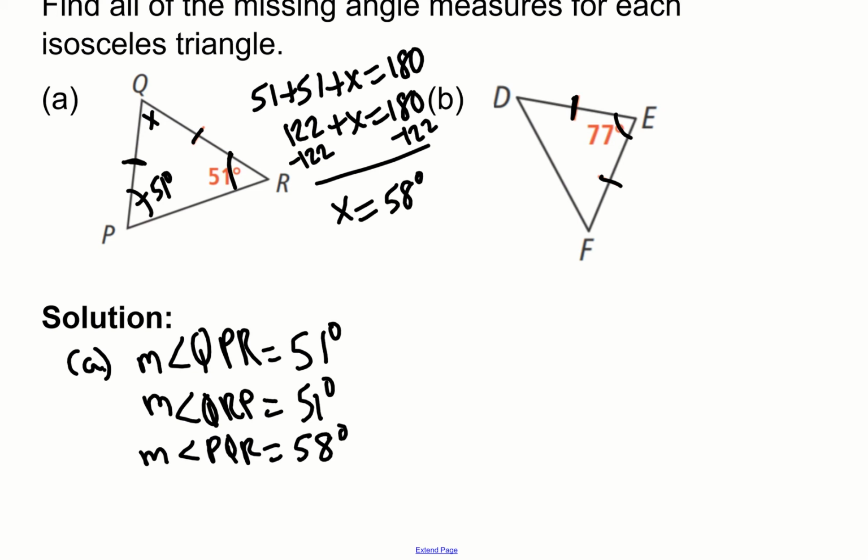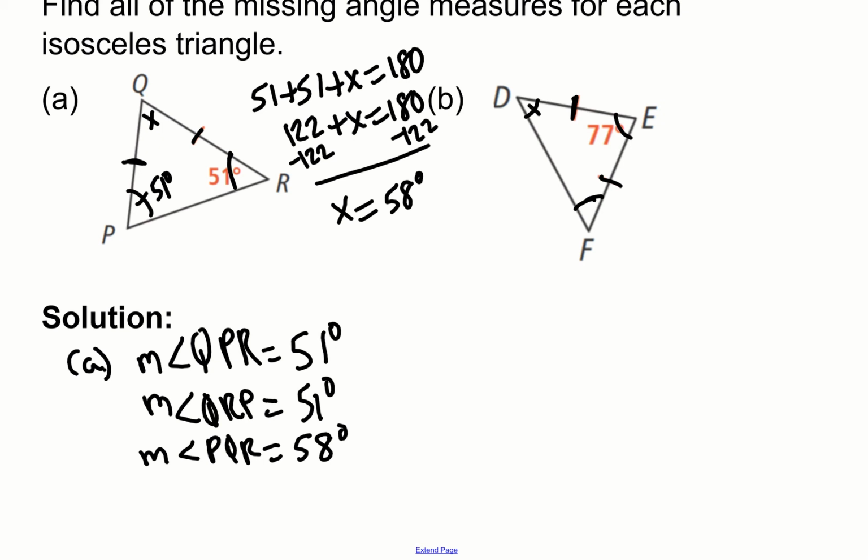Okay, so when you're looking at an isosceles triangle, usually the base is the side of the triangle that has these angles here that are opposite of the congruent sides, or the congruent legs. So here we have two congruent legs, and so usually the base of an isosceles triangle is that side that has the angles that are congruent.